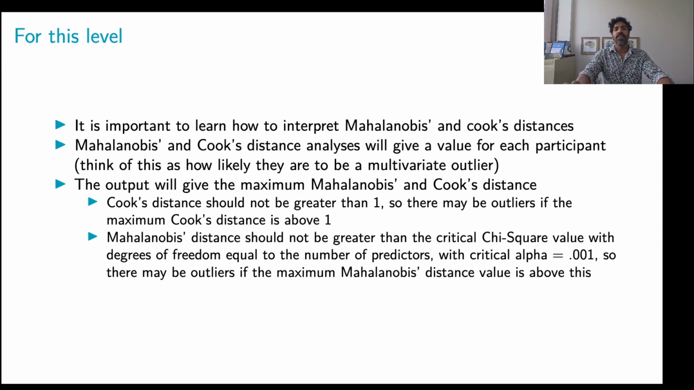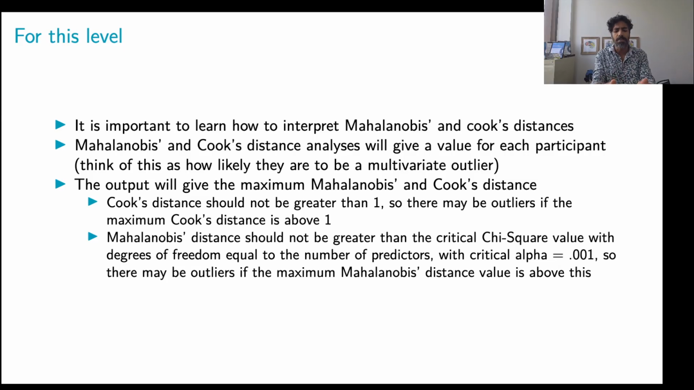So the Mahalanobis and Cook's distance analyses will give the value for each participant. So think of this as how likely they are to be a multivariate outlier. So for every participant, you'll actually get a value for them. And the output will give the maximum Mahalanobis and Cook's distance. So Cook's distance should not be greater than 1. So there may be outliers if the maximum Cook's distance is above 1.